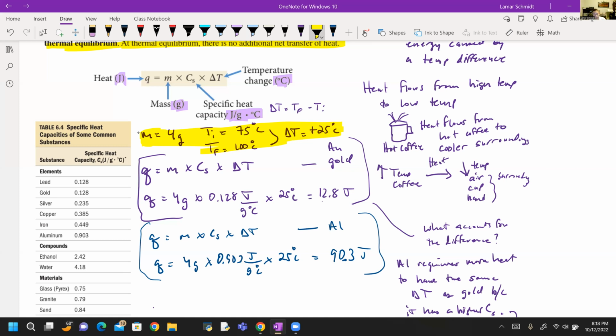We cannot compare, for instance, 500 grams of gold to 5 grams of aluminum. It's obviously going to take more heat to heat up 500 grams of something than 4 grams of something, even with relatively large specific heat capacities. So we have to make sure our variables are accounting for some constants there.